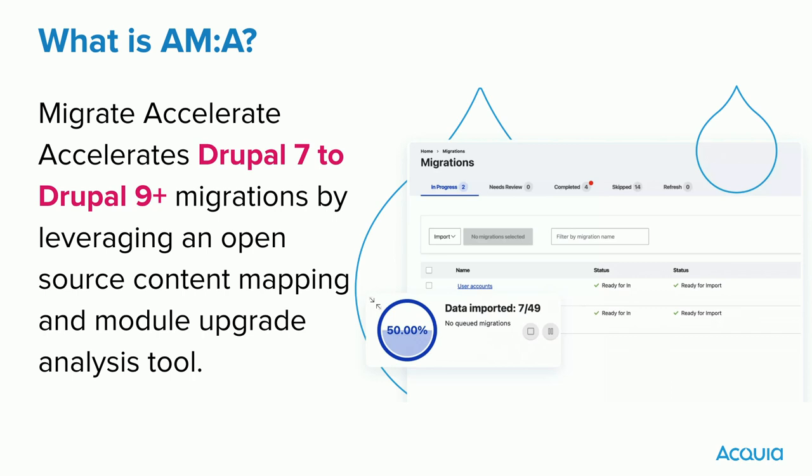So it'll go into your Drupal 7 site, it'll analyze your content model, it'll take that content model and automatically recreate it in a modern Drupal site, it'll write the migration automatically, and then it'll move the content in real time from your Drupal 7 site to a modern Drupal site. It's pretty slick.